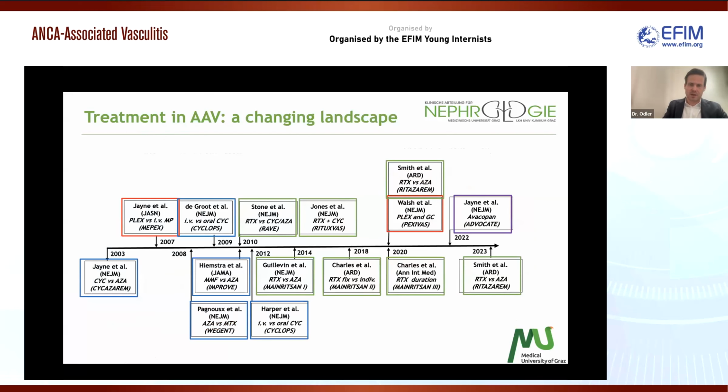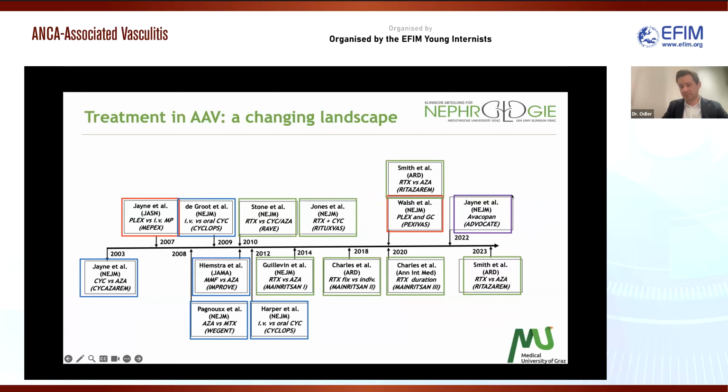So here I try to summarize all of the important landmark studies in the treatment of ANCA-associated vasculitis. And as you can see, this is a quite changing landscape. At the beginning of the 2000s, therapy options based on cyclophosphamide or mycophenolate mofetil, azathioprine or methotrexate were used, which was followed by studies. Here you can see these studies marked in green that were focusing more on the effectiveness of rituximab in the treatment of ANCA-associated vasculitis.